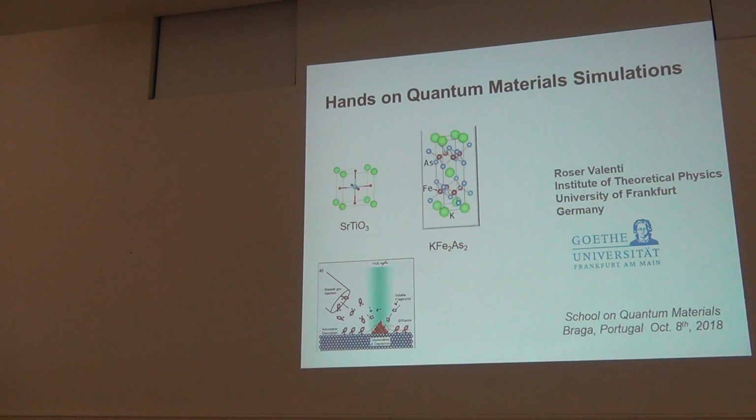You how we then can describe properties of these systems. And I chose now three very different examples because I want to show you in which way these electronic structure calculations are helping us to understand these materials. So the cases I'm going to show: first I'm going to talk about strontium titanate. This is a band insulator.